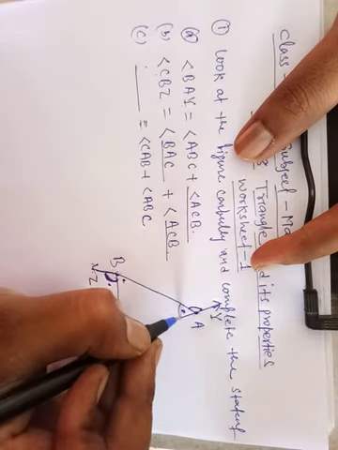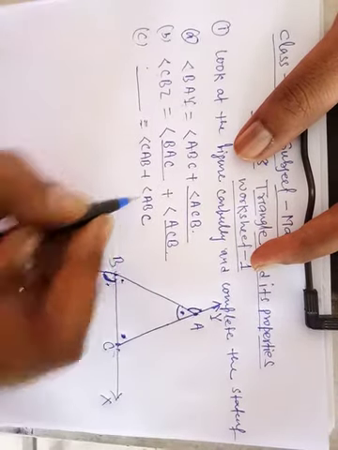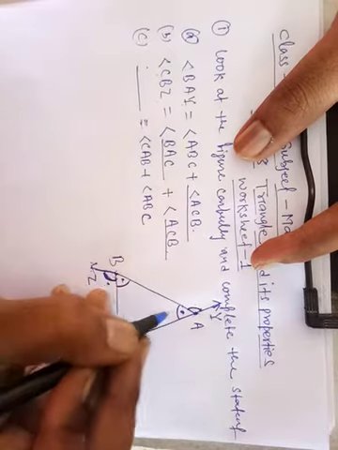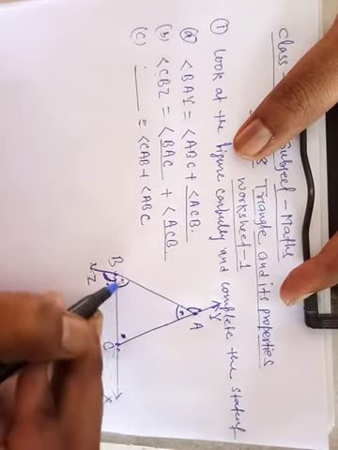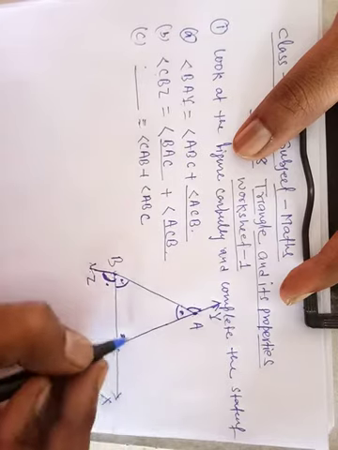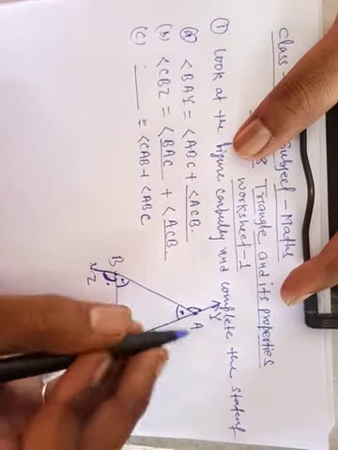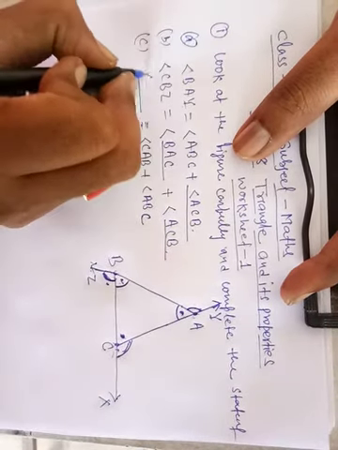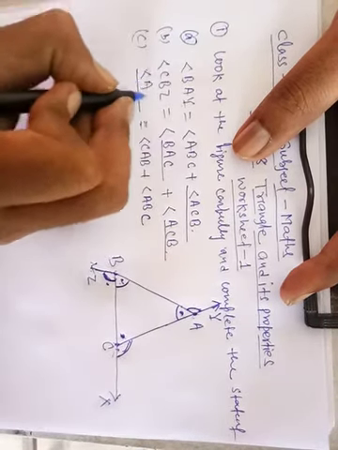In the third one, angle CAB, this angle, and angle ABC, this angle. The sum of these two interior angles is equal to the exterior angle, and this angle is angle ACX. So we write angle ACX. So that completes question number 1.